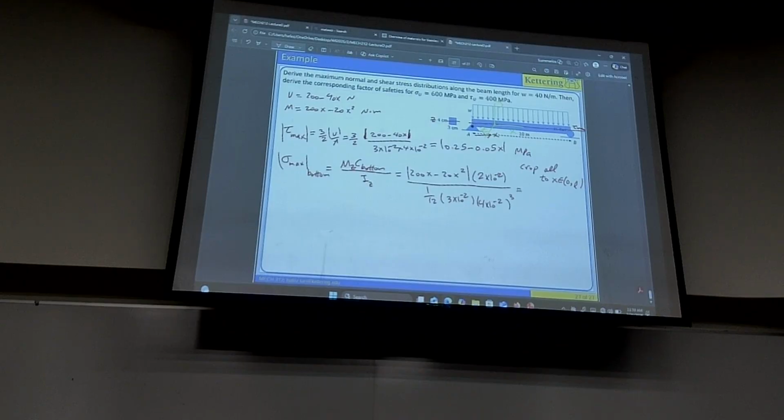So if you calculate these values and you simplify to megapascal, 25x minus 2.5x squared megapascal. So this means you have normal stress along the bottom face at every point. Just put the value for x, and you have the value for that point.